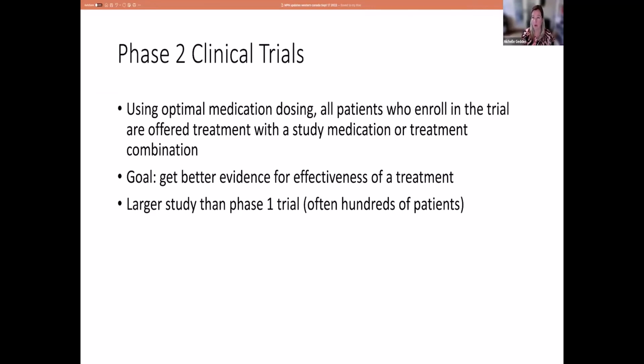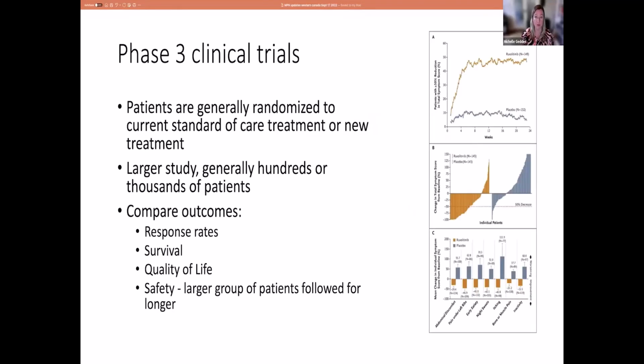And so often it'll start off being used in people who've had disease that's been refractory or has come back after initial treatment. Sort of saying, can we see if this is effective? Does it work, right? And so these are larger studies, often hundreds of patients, and it gives us a good sense as to whether these are effective drugs in different diseases.